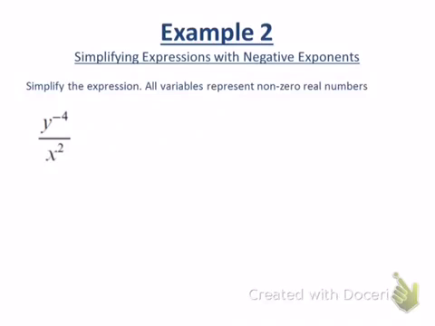Y to the negative 4 over x squared. What's wrong with this answer to begin with? It's got a negative exponent. Is there anything wrong with x squared? No. So are we going to do anything with x squared? No. He's cool. X squared is home and happy.